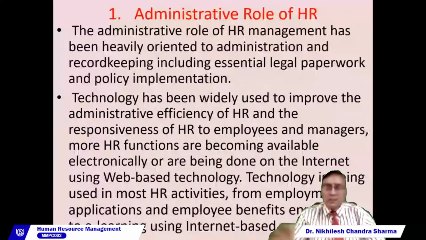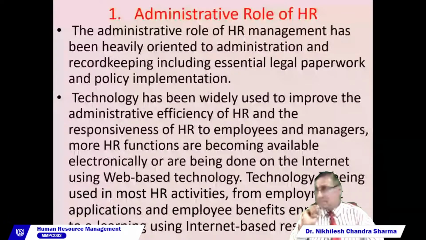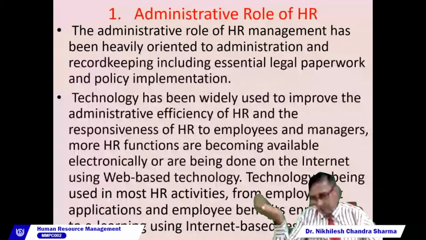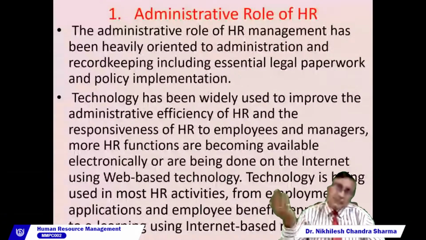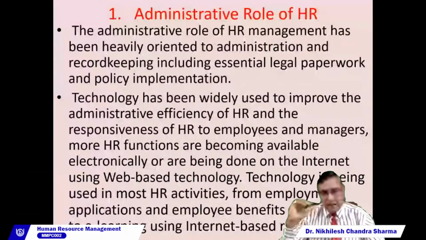Technology has been widely used to improve the administrative efficiency of HR and the responsiveness of HR to employees and managers. More HR functions are becoming available electronically or are being done on the internet using web-based technology. Technology is being used in most HR activities, from employment applications and employee benefits enrollment to e-learning using internet-based resources.